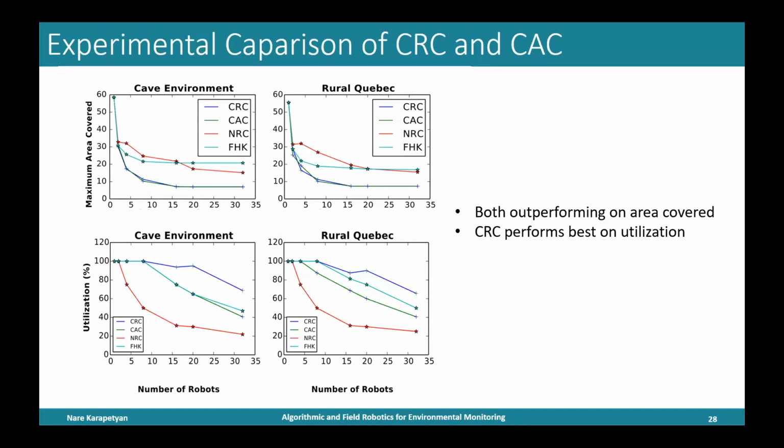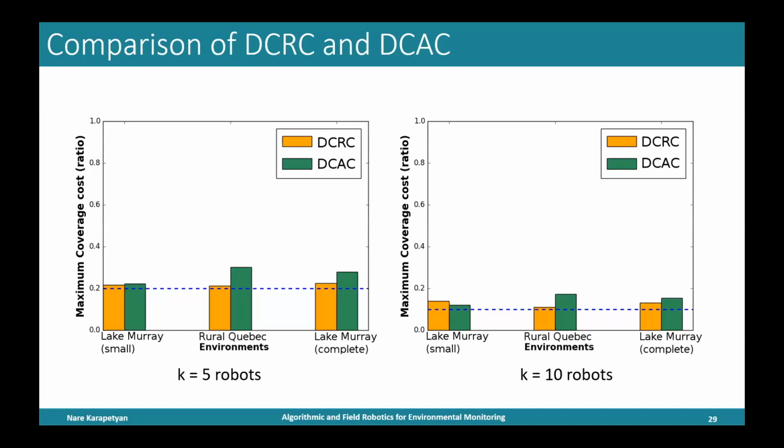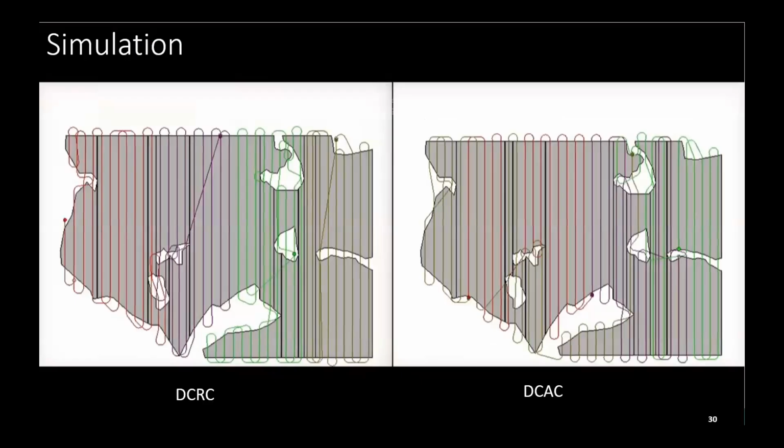And here is the experimental comparison between these two real environments. Again, we see that both are performing well on the maximum area coverage, but we notice that CRC is performing better than other methods, where CAC is not giving that much improvement. With that, we also applied the CRC and the CAC algorithm on the small Lake Murray map, and on the large maps, the complete map and rural Quebec that I showed previously. In this experiment, we had 5 and 10 robots respectively. These are the executions in the simulation.